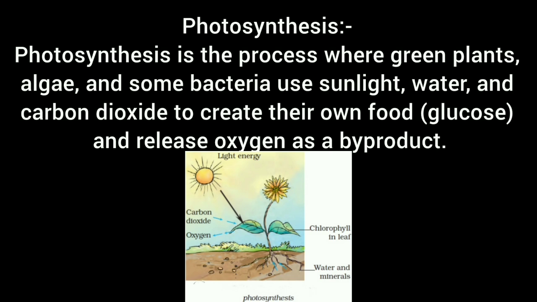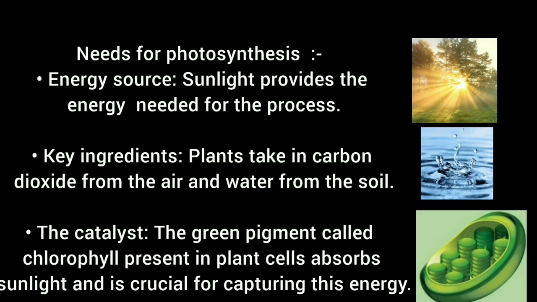It's called photosynthesis. Needs for photosynthesis. Energy source: the sunlight provides the energy needed for the photosynthesis process. Next, key ingredients, meaning the important things needed for photosynthesis. The plant takes carbon dioxide from the air and water from the soil. Photosynthesis needs carbon dioxide and water. The carbon dioxide is taken from the atmosphere and the water from the soil.